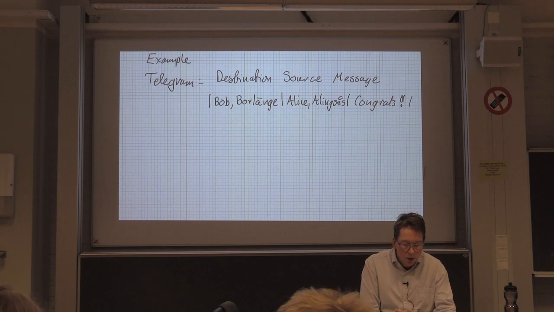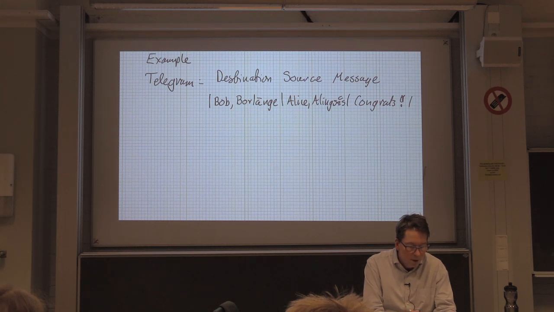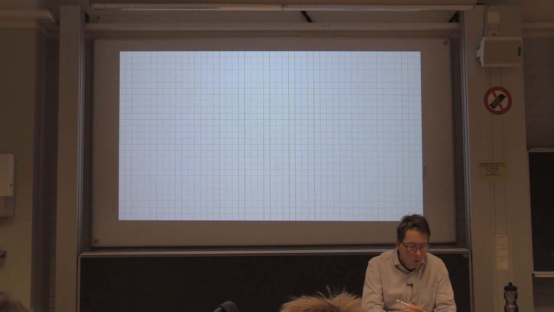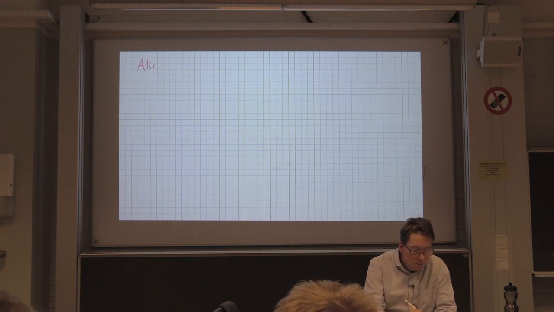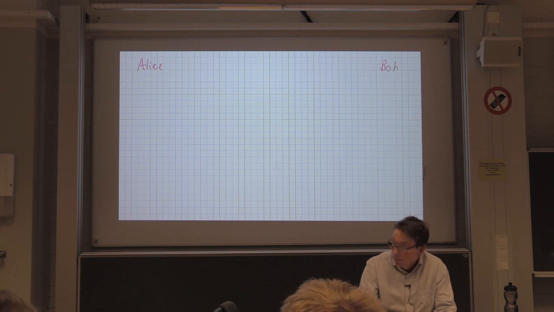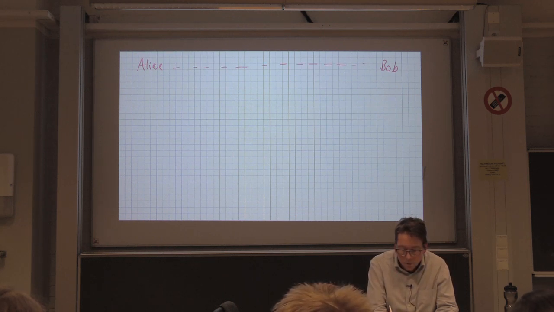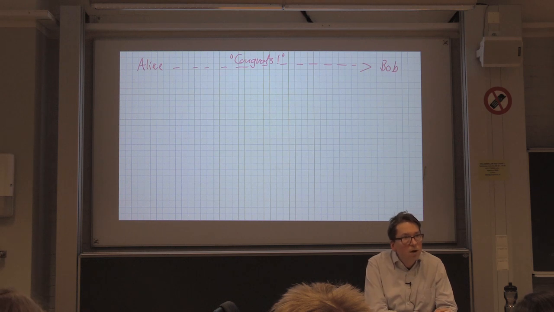Okay, so we have three fields here. We have the destination, the source, and the message. And in this case, we have a hierarchy in the address. We have Borlänge, which is the bigger context, and then Bob in Borlänge. Okay, so let's see how this should be routed then. So suppose Alice is here, and we have Bob on the other side. Okay, and the message should then be going like this. This is the message. Okay, so this is the virtual path between users of the network, Alice and Bob.